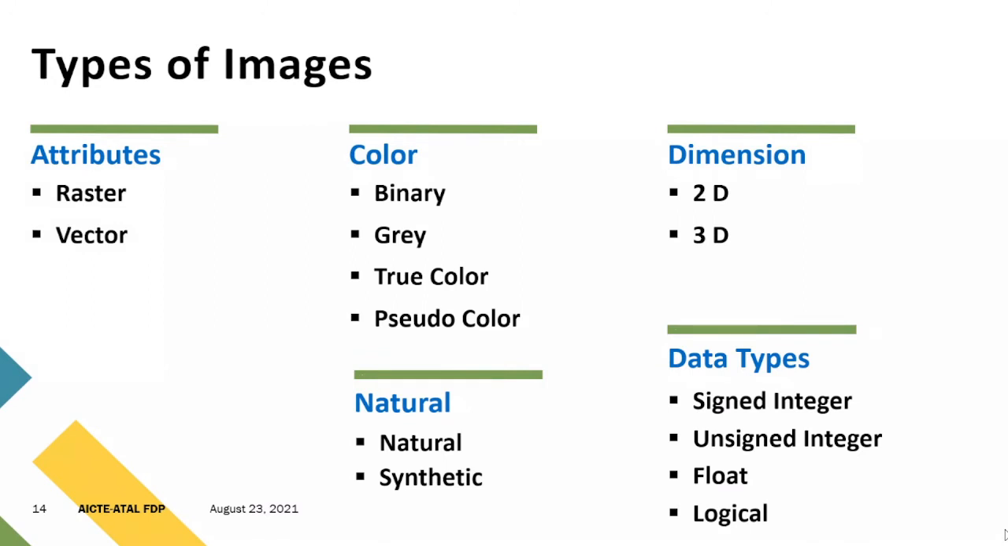If that is 1, then the number is negative. So signed, unsigned, floating point or logical, these data types could also be used for the representation of images. Because you must remember only one thing: in the case of a digital image, whatever you have taken is being represented in a matrix, in the form of zeros and ones. So that could be represented and any data type could be applied. So this is about the types of images.